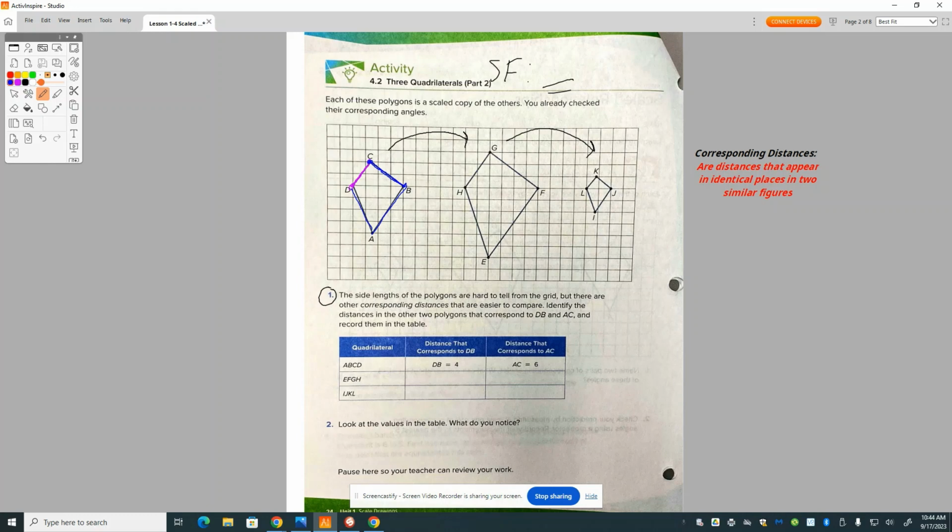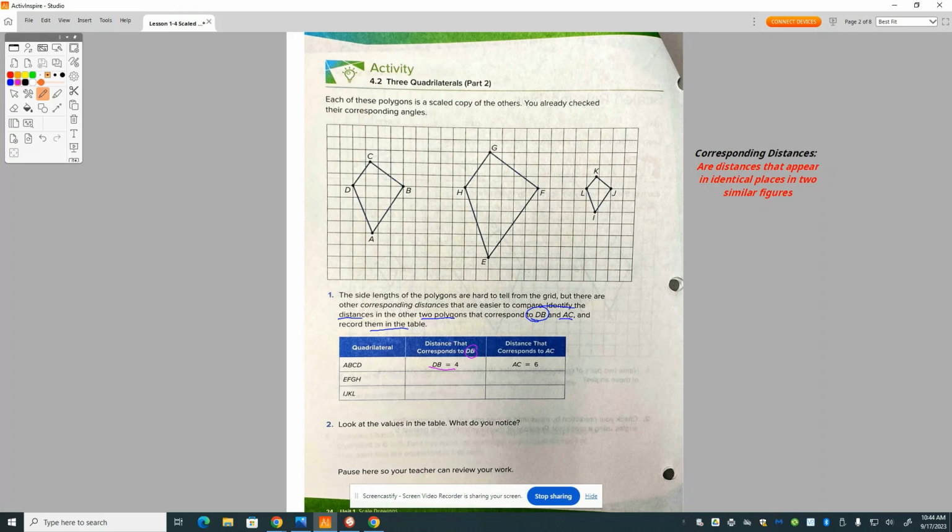Well, there's a concept called corresponding distances. Corresponding distances are distances that appear in identical places in two similar figures. So let's go back to our question. Identify the distances in the two polygons that correspond to DB and AC and record them on the table. Let's start with the very first one, the distance that corresponds to DB.